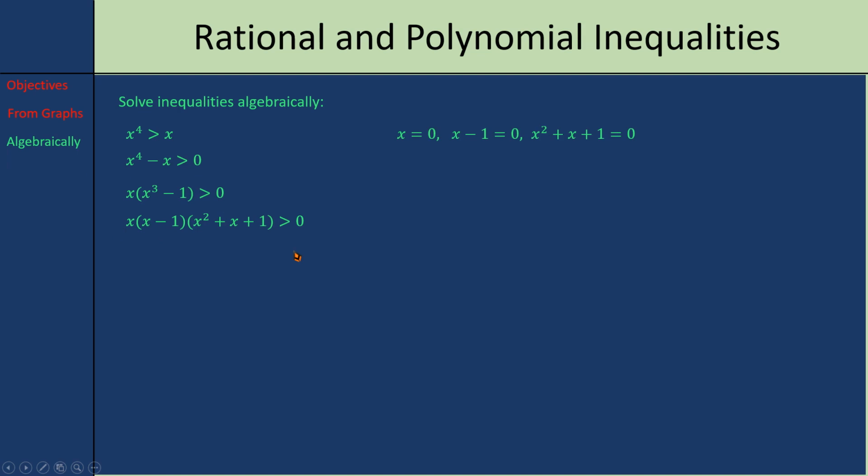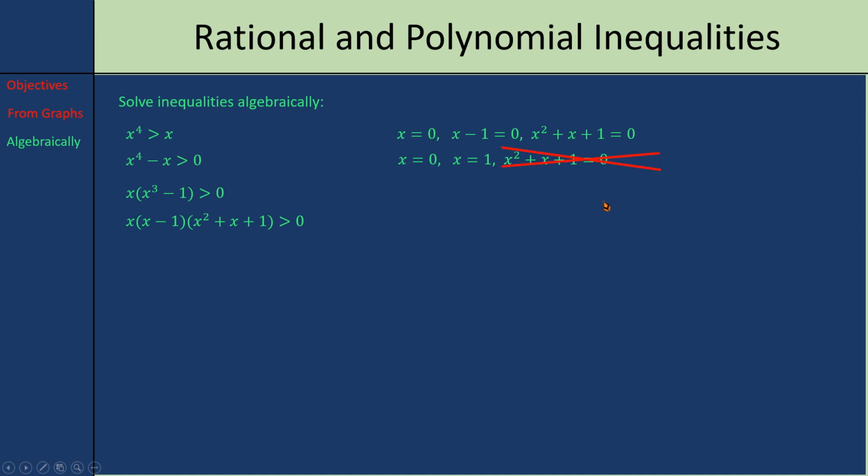The first two give me x equals 0 and x equals 1. But this last one doesn't give me real zeros. First of all, it's not factorable, so I have to use the quadratic formula. And when I do the quadratic formula, I get complex zeros. So unreal, imaginary, complex. So it doesn't matter in terms of the graph. It doesn't appear in the graph.